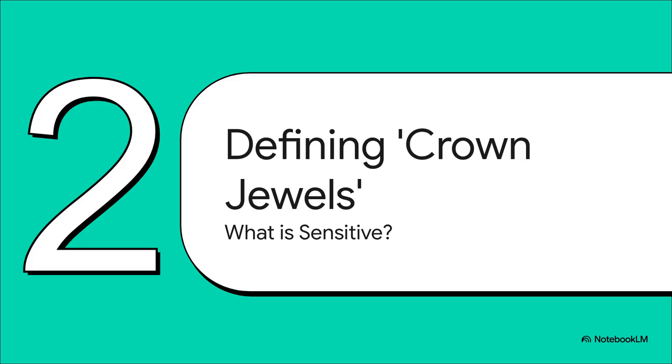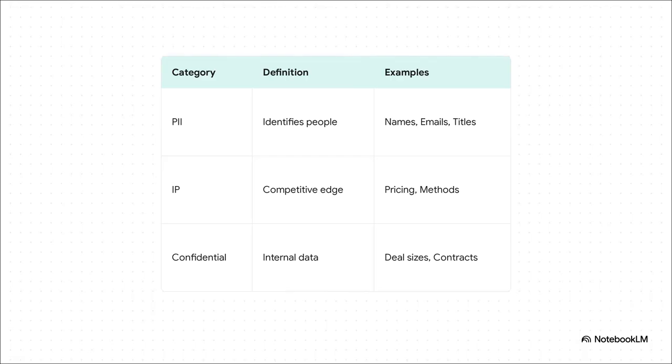What are those crown jewels that you need to keep locked down? The source breaks it down into three main buckets. First, you've got PII, anything that can identify a specific person or company. Then there's IP, or intellectual property. Think of this as your company's secret sauce, your unique pricing or sales strategies. And finally, there's confidential info. You know, things like deal sizes, contract details, anything covered by an NDA.